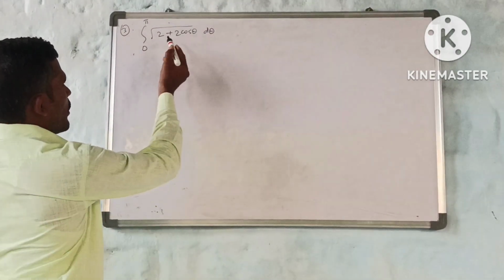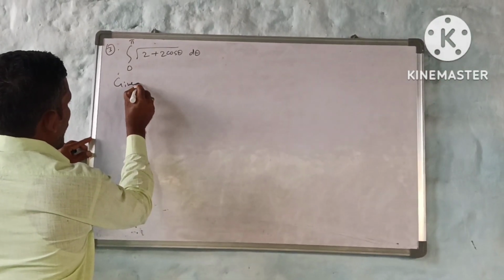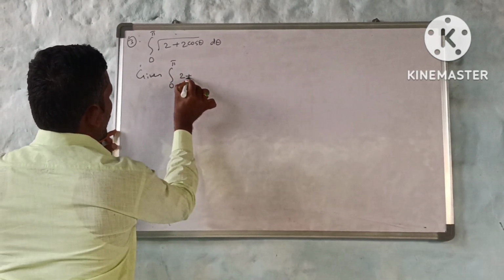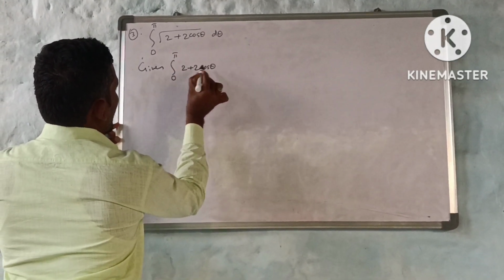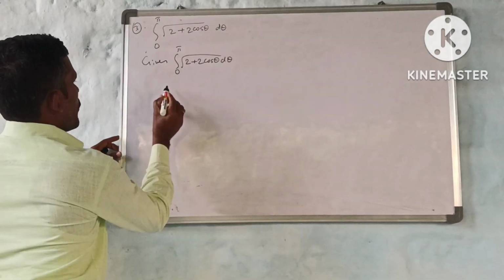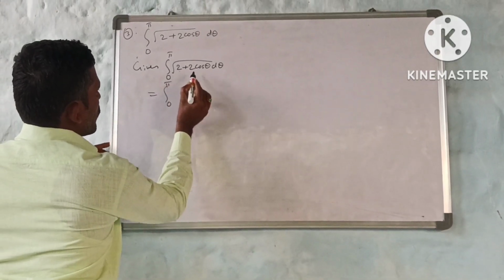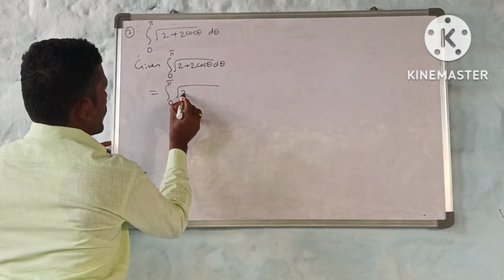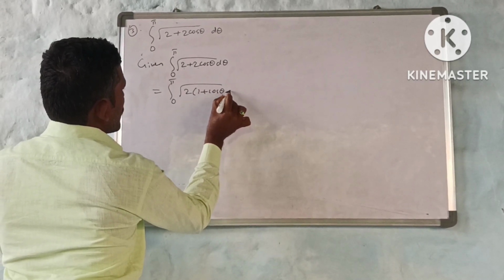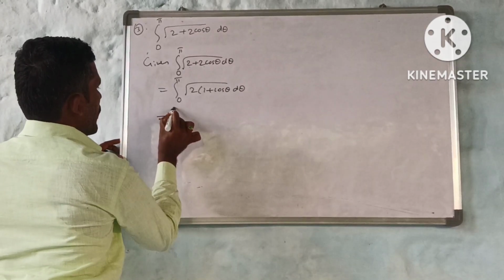Going to solve this definite integral, first in the solution, what is the given? Integration 0 to pi of 2 plus 2 cos theta d theta. Here, 2 is common, so taking 2 as the common factor, the remaining is 1 plus cos theta d theta, from 0 to pi.